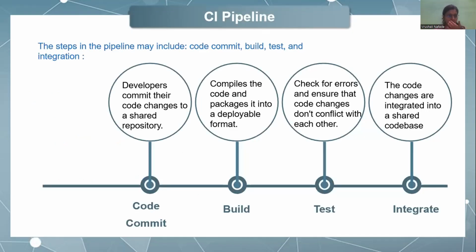Steps in the pipeline may include code commit, build, test, and integration. First is code commit. In this step, the developers will commit their code changes to a shared repository. Second step is to build. In this, a developer compiles the code and packages it into a deployable format.